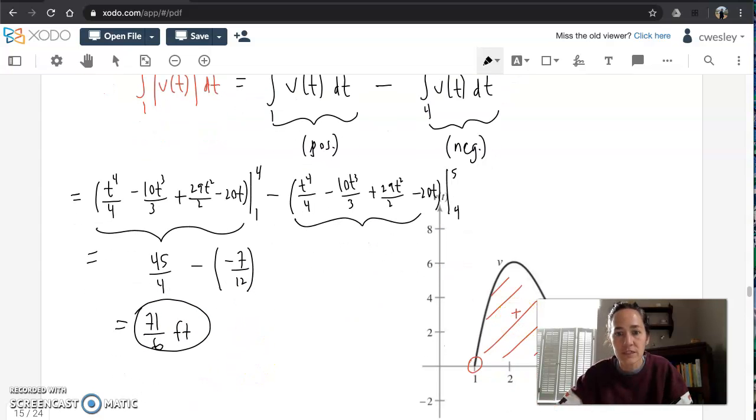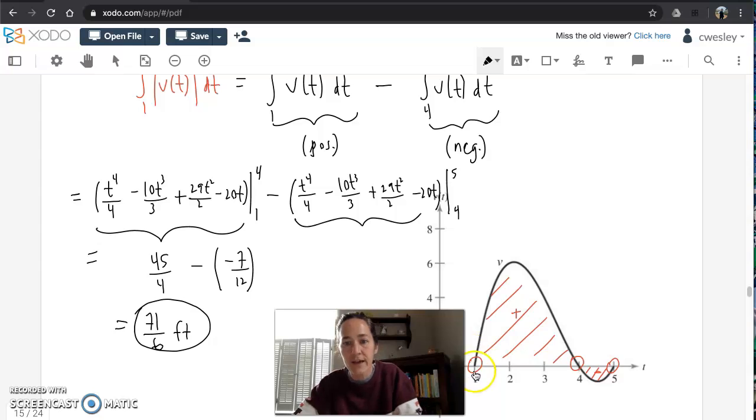The picture really saves me here, where when I'm trying to calculate total distance traveled, I can really split the problem up into two parts.